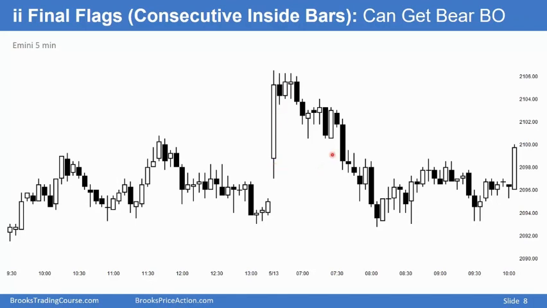When it occurs late in a trend, it can lead to a reversal. Sometimes you'll get a bull breakout and then a reversal. Other times you simply get the reversal.